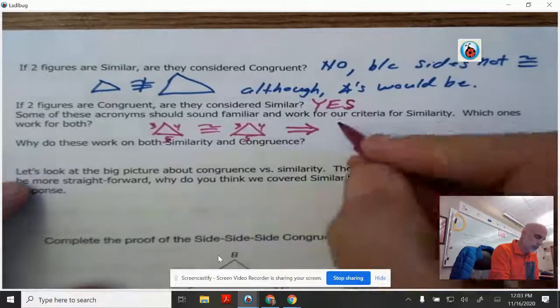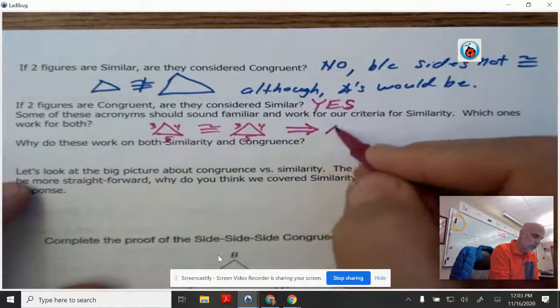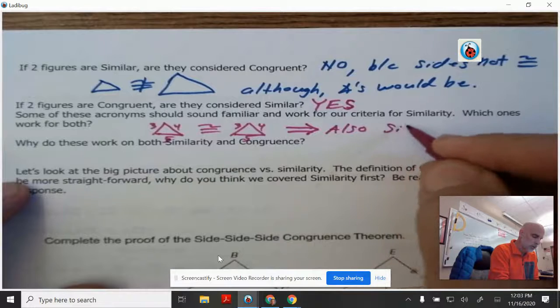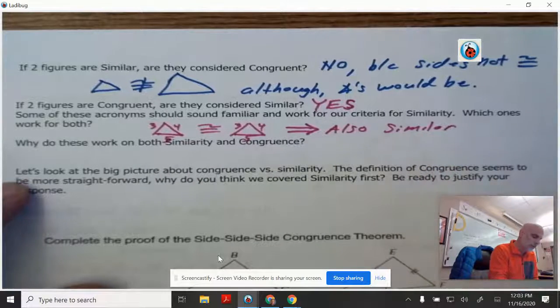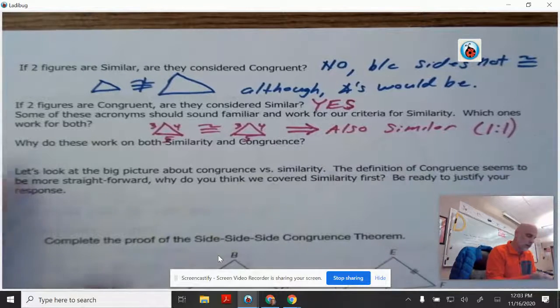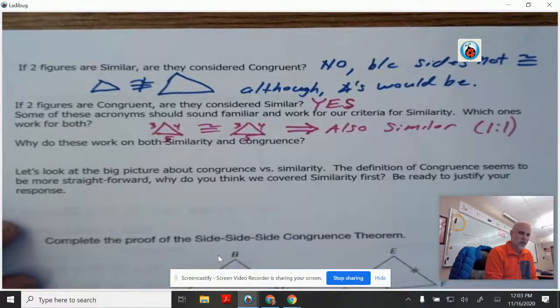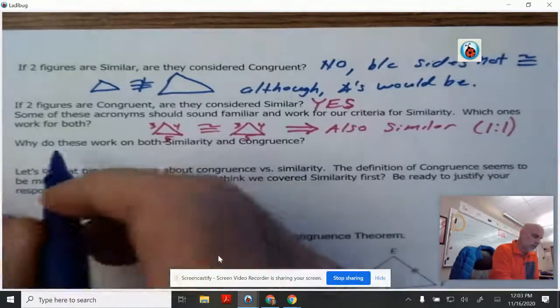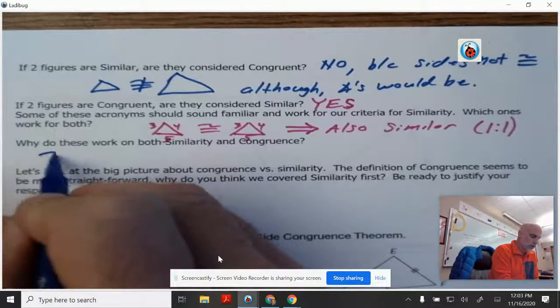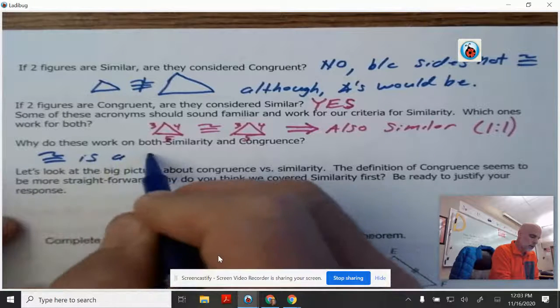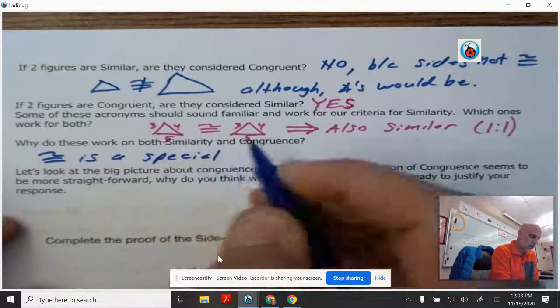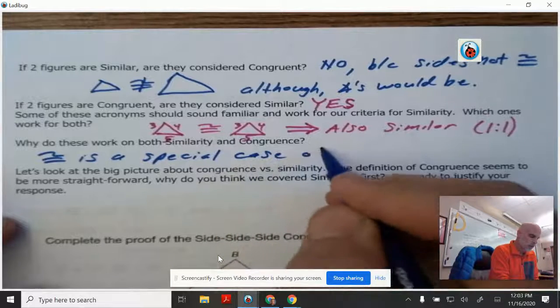It's in a 1-to-1 ratio. So say they are congruent, also similar. You might say they're in a 1-to-1 ratio out here. Okay. These theorems or these acronyms, side, side, side, and side angle side, why do they work on both similarity and congruence? It's an interesting question. I would say, really, we could just say that congruence is a special case of similarity.